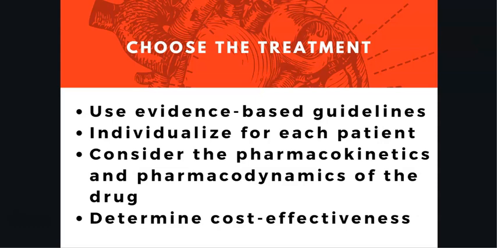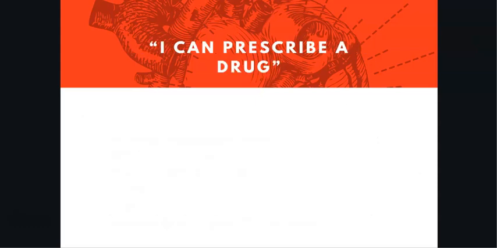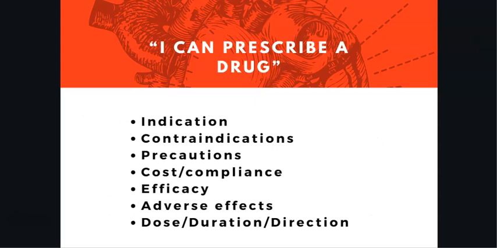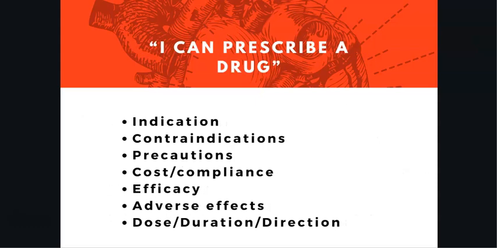But you will need a more systematic approach with some of those complex patients. So when you're prescribing, think of this mnemonic. I can prescribe a drug. What is the indication? What are the contraindications? What precautions do I need to be thinking about? What about cost and compliance? The efficacy of this drug? Are there any adverse effects? I need to know dose, duration, and directions so I can prescribe a drug.